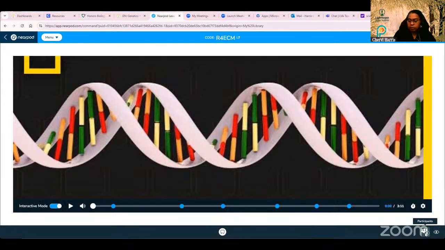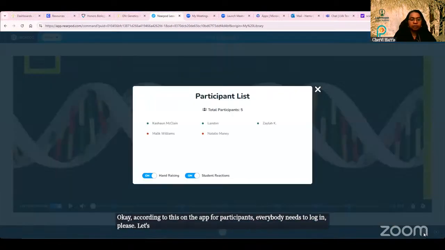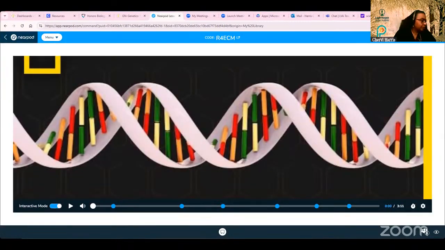Okay, according to this, I only have 4 participants. Everybody needs to log in, please. Who do we got? Who are we missing? Got Malik. Maxwell. Wake up, Maxwell. Okay. All right.